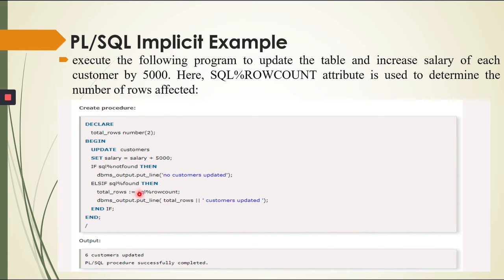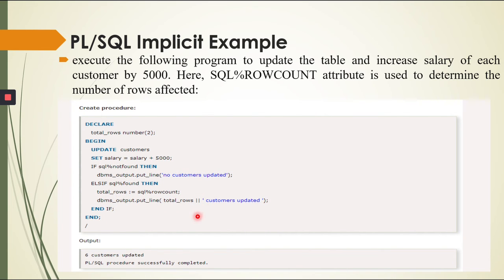Else if SQL%FOUND, then total_row, that is my variable. Okay, so total_row is equal to SQL%ROWCOUNT. So SQL%ROWCOUNT will give me the total number of rows affected. Suppose I have 6 rows in my table, so here output will be 6. So total_row is equal to 6. So DBMS_OUTPUT.PUT_LINE total_row.